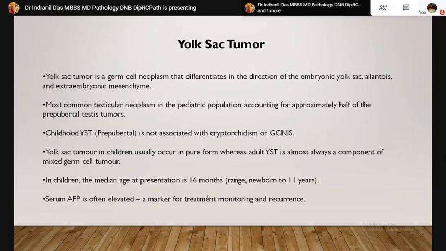Yolk sac tumors in children usually occur in the pure form, and they are not usually associated with any mixed germ cell tumor. The median age of presentation in children is 16 months, the range being newborn to 11 years. The serum alpha-fetoprotein is often elevated. It is a marker for treatment monitoring and checking the recurrence of yolk sac tumor.